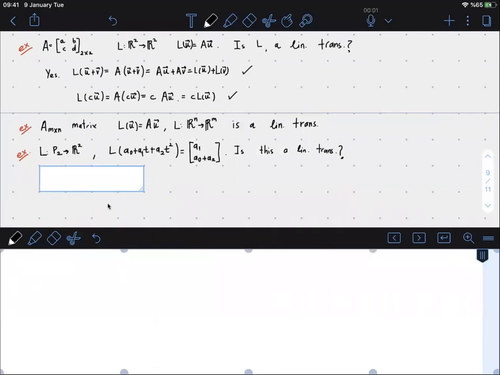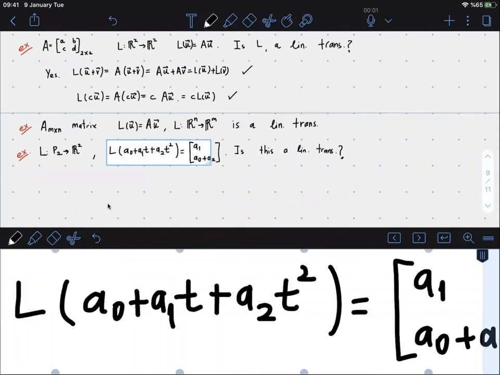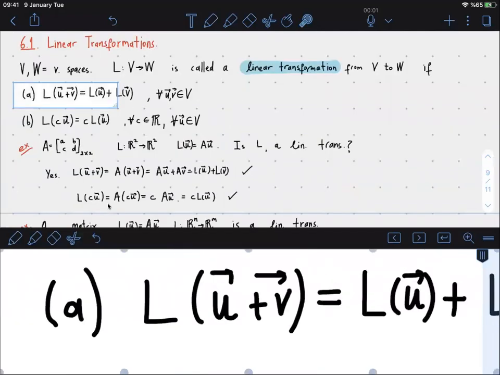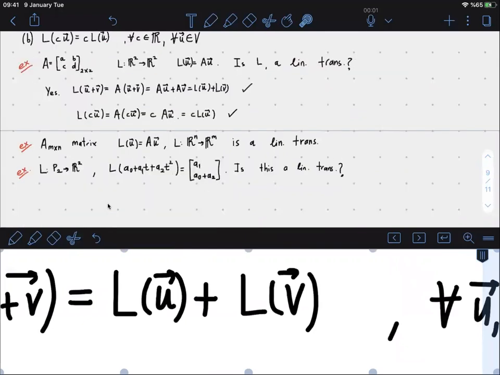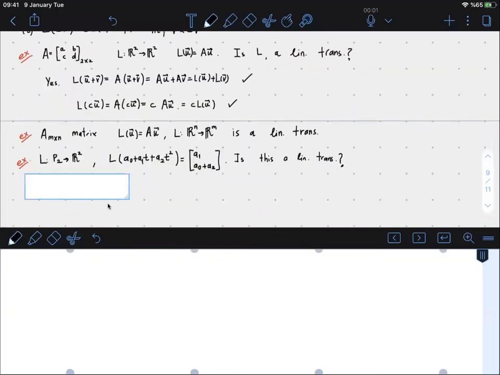Now you see what I said at the beginning. When I'm adding vectors here, I'm really adding polynomials, and when I'm adding vectors here, I'm adding vectors in the usual sense. So the addition signs here can mean different things. That is what I wanted to say. Let's go back to the example. Is this a linear transformation? How do we check? We have to check two conditions.